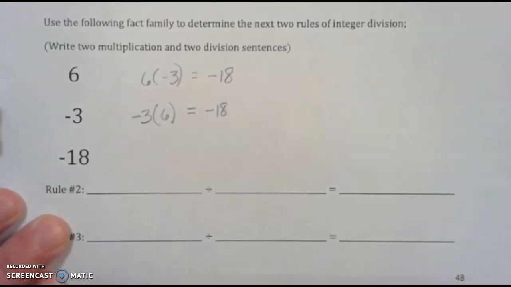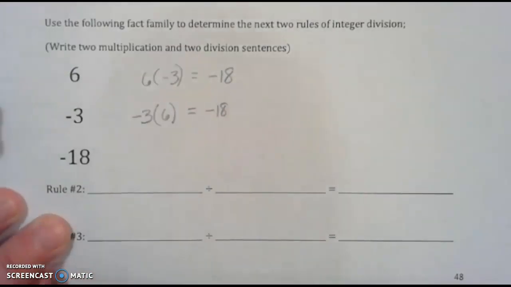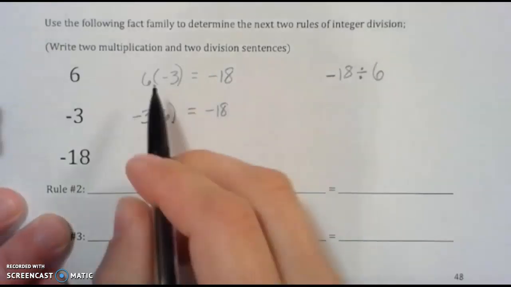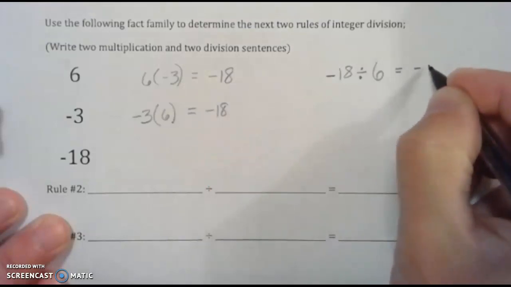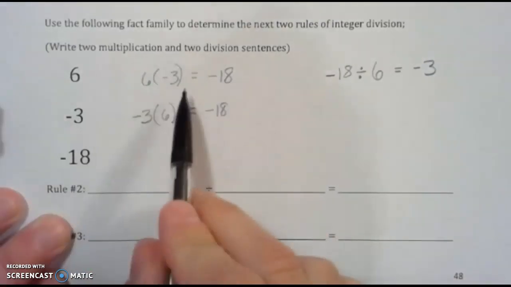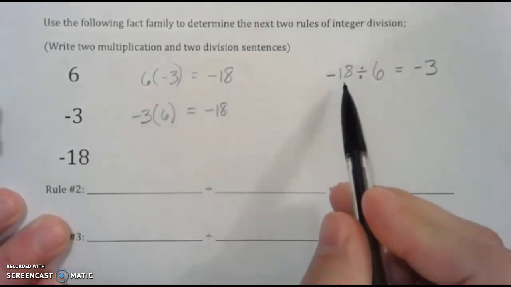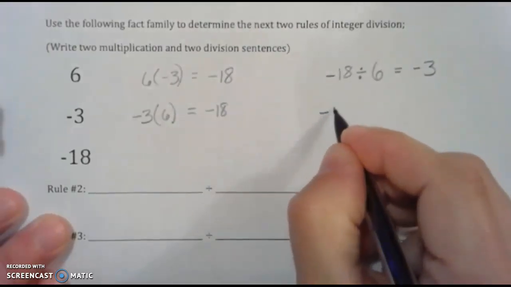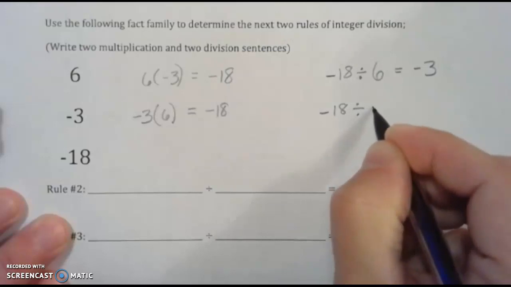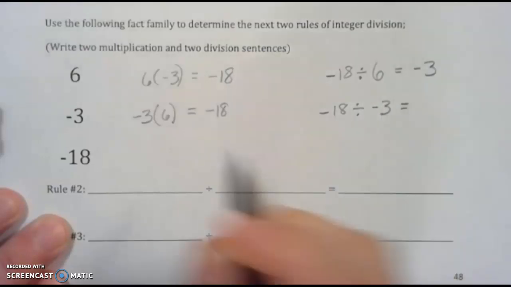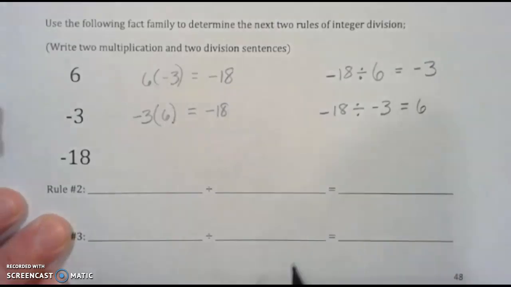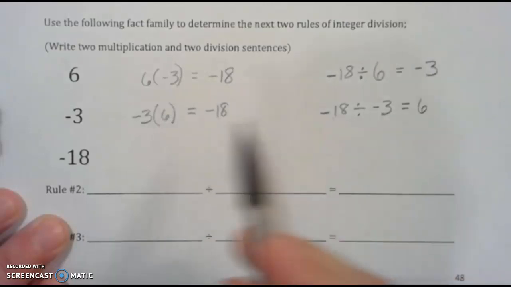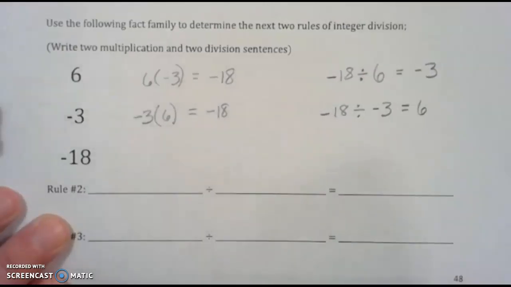Okay, so now I'm going to create my division sentences that are related to these multiplication problems. If I start with -18 and I divide it by the 6, then my answer has to be equal to -3 because of this fact right here. 6 times -3 is -18. That means that -18 divided by the 6 has to be -3. If I do -18 and divide it by the -3, then my answer has to be equal to 6. Because -3 times 6 is -18. -18 divided by the -3 has to be equal to 6.